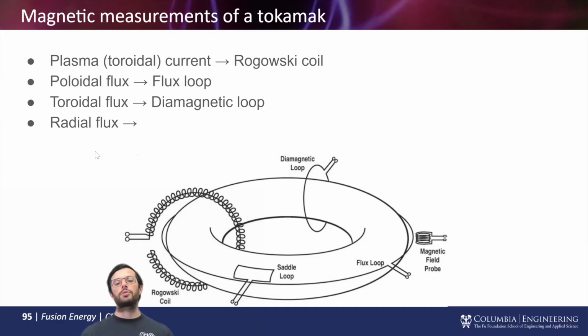So what about radial flux? So there's some magnetic field coming radially out of our plasma. How would we measure that? The saddle loop, this one. So that would be the magnetic field going through this square. If it changes, we can measure that.